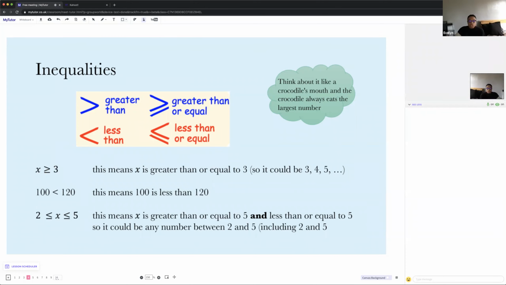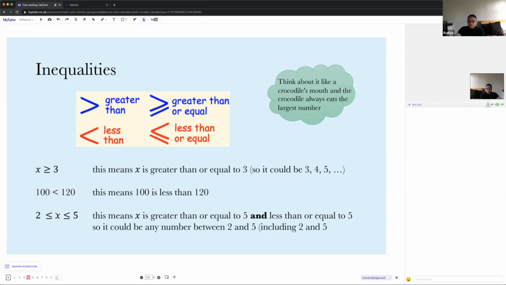So numbers which represent this, it could be 3, because remember, it could be equal to it. It could be 4, 5, 6, 7, any number that's bigger than 3 as well. Now, the next example, we've got 100 is less than 120. This is true. 100 is smaller than 120.